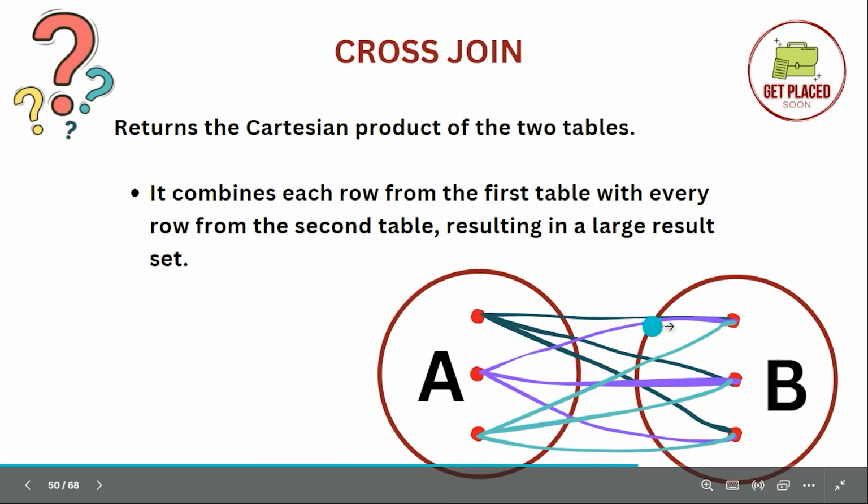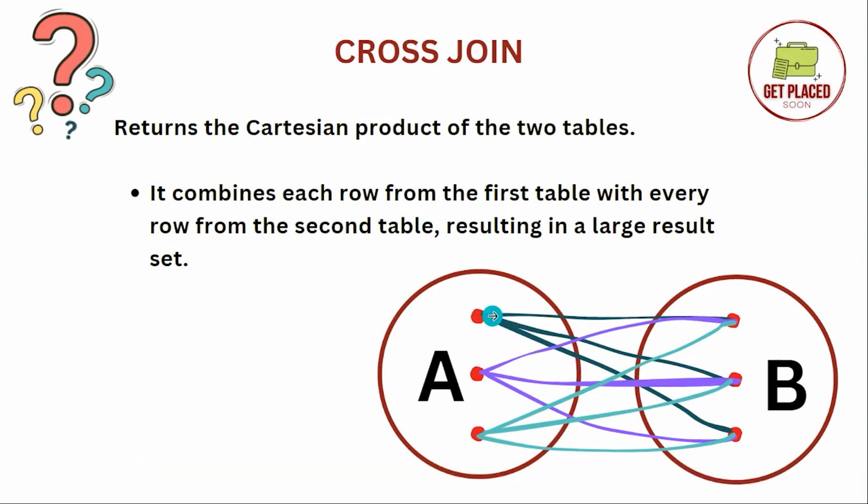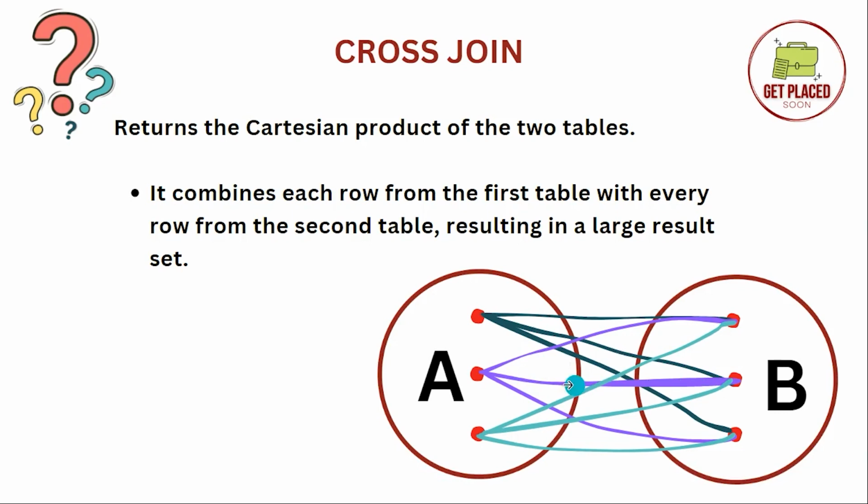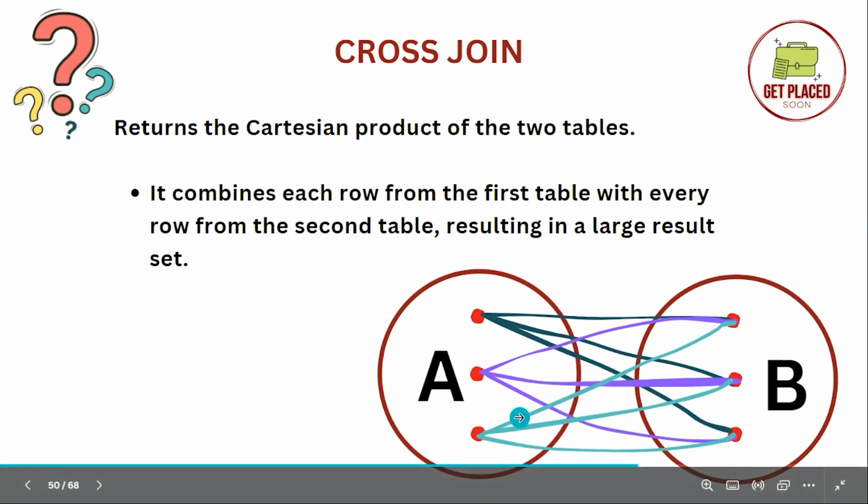So the first row is combining with the first row of table B, second row of table B, third row of table B. Similarly, second row of table A is combining with first row of table B, second row of table B, third row of table B. Similarly, third row of table A is combining with first row of table B, second row of table B, and third row of table B. This is known as Cartesian product.